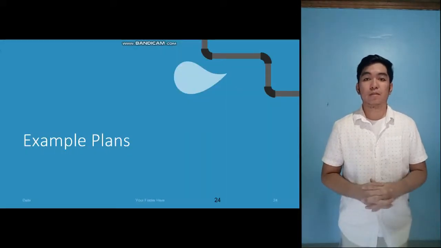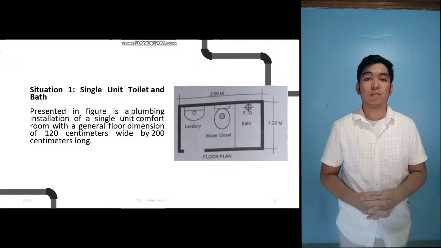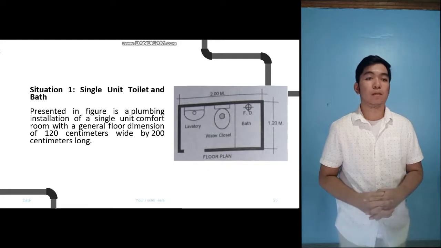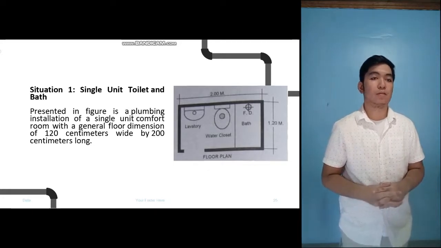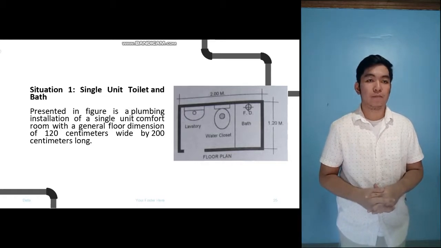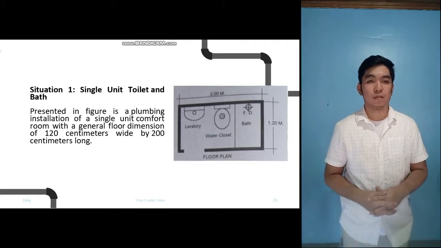So the next topic is the example plans. For situation 1, single unit toilet and bath. Presented in the figure is the plumbing installation of a single unit comfort room with a general floor dimension of 120 centimeters wide by 200 centimeters long.